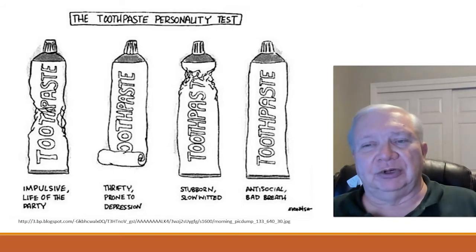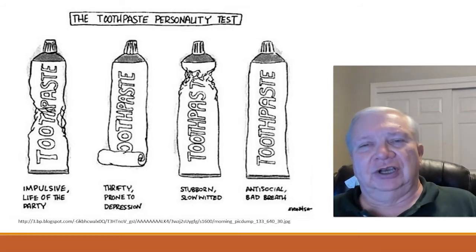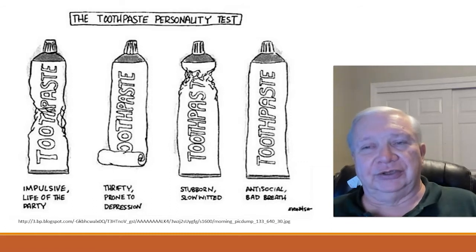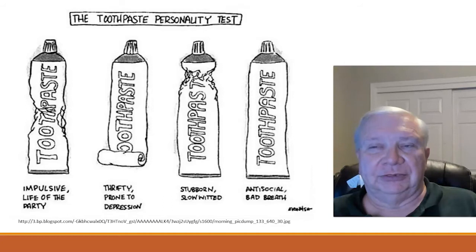You have the stubborn person, who the cartoon says is slow-witted, who squeezes from the top of the tube. And then you have the person who's probably not very conscientious, but the cartoon says they're antisocial, and since it doesn't seem like the tube is touched, they have bad breath. How accurate that is in the scientific study of personality is a whole nother ballgame.